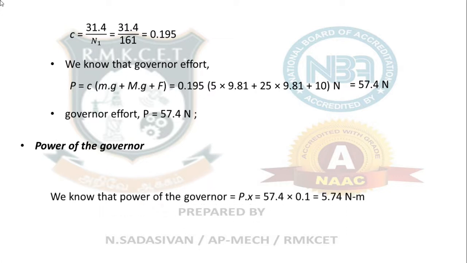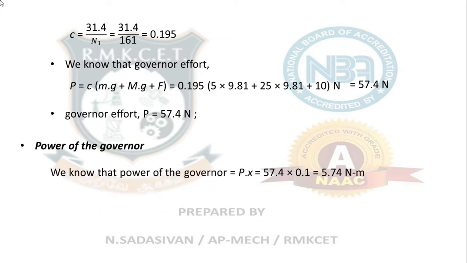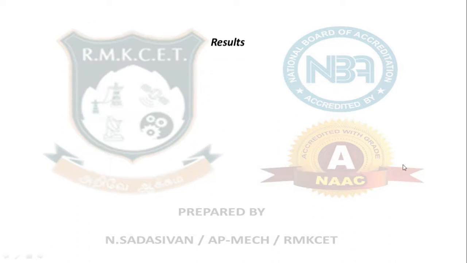Power of the governor P into X. So I know that the effort of the governor is 57.4 multiplied by lift. Sleeve lift is 0.1. So 5.74 Newton meter. That completes the problem. Let's summarize the results.